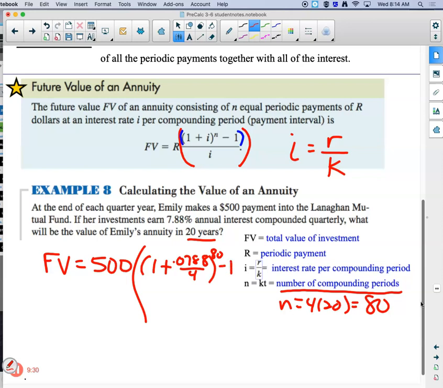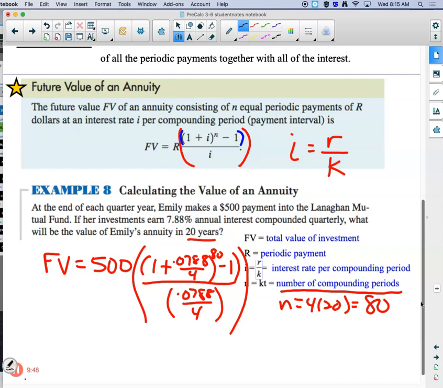And then we have the -1, and that's all our numerator. So again, we're going to have to be really careful punching all of this mess in. And then on the bottom, we see that there's another I down there, so that's our 0.0788 divided by 4.